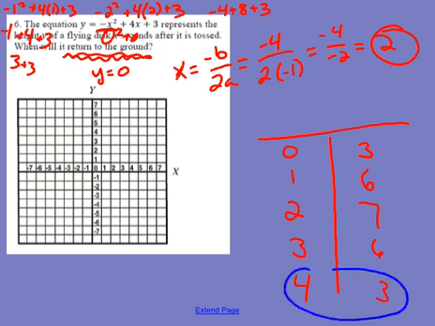4 and 3. So let's look at this. I'm going to go up here. I'm going to find 0, 3. I'm going to find 1, 6. I'm going to find 2, 7. I'm going to find 3, 6. And I'm going to find 4, 3.